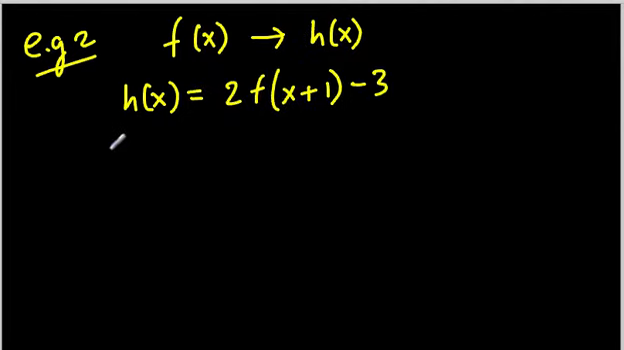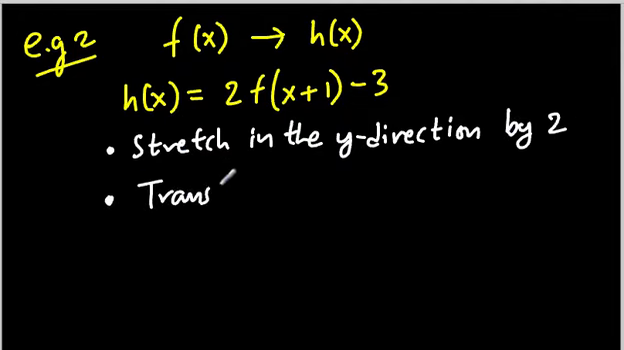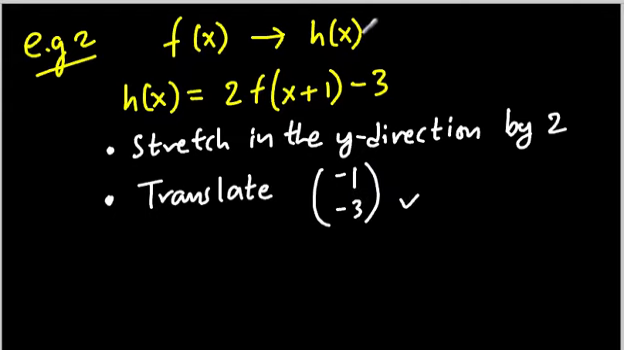So all we're going to say is a stretch in the y direction. Now, normally I should write by a factor of, but I'm just simply going to write 2. So a stretch in the y direction by 2. And simply, it's just translate. So it's -1, meaning it's 1 to the left, and then -3. And we're done. All right. So those are the transformations to go from f of x to h of x.